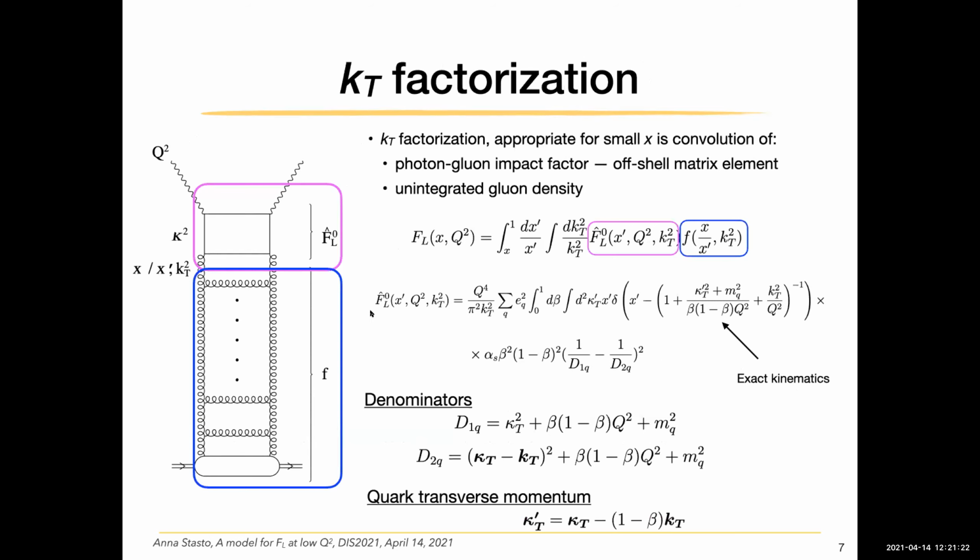So this is the KT factorization, which is most appropriate for small x. It's a convolution of the photon gluon impact factor, which would appear here in this formula, and the unintegrated gluon density, this little f. There is an expression for this photon gluon impact factor shown in here, and there are explicit integrations of the gluon transverse momentum and the quark transverse momentum. This formula contains so-called exact kinematics here in the form of this delta function, the exact kinematics of this box.